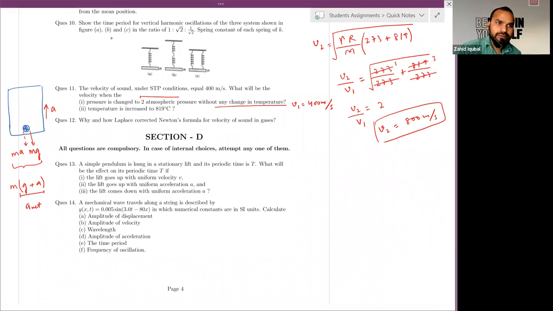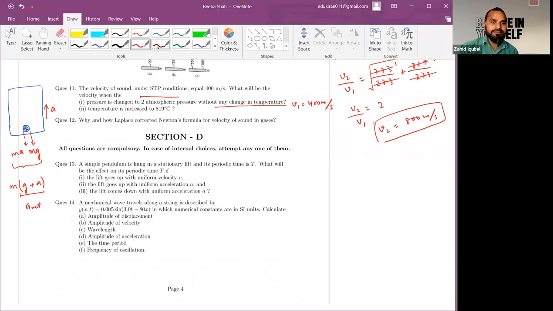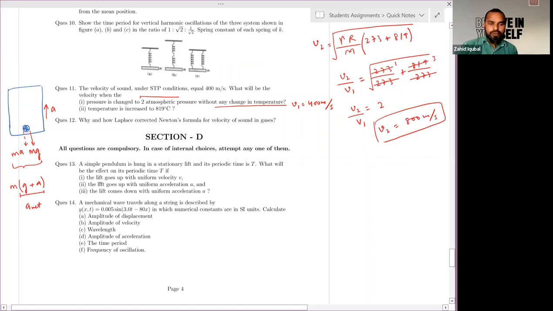So using this concept of pseudo force, you may define what will be the impact on time period. In the first case, if the lift is going with some uniform velocity v, the acceleration will be 0. So there will be no impact on time period. The time period will remain the same as T.